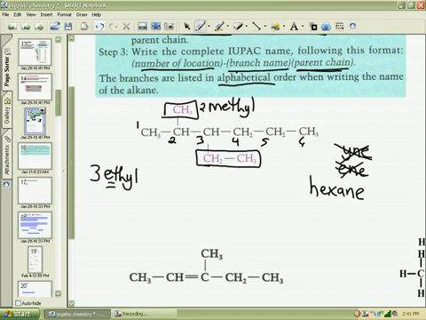So we have a 3-ethyl, 2-methyl hexane. And it's as simple as that, but of course it gets more and more complicated. So we'll throw in a double bonded critter and see how this works.